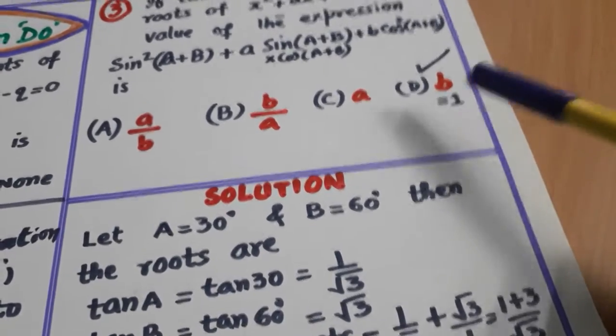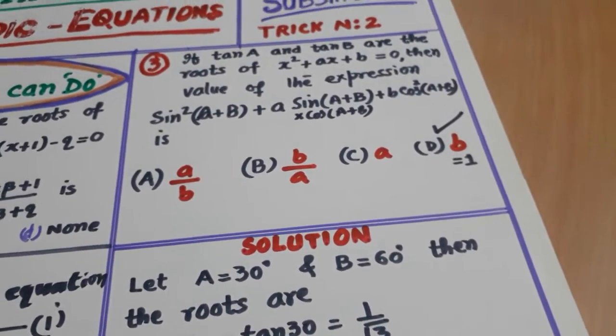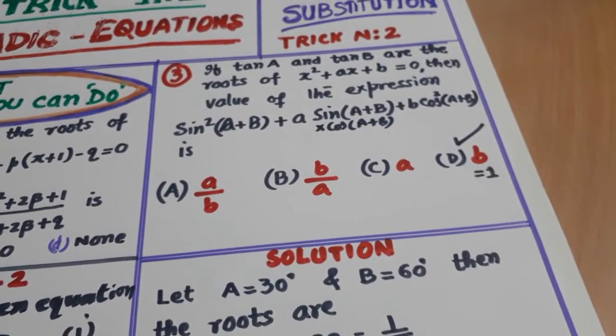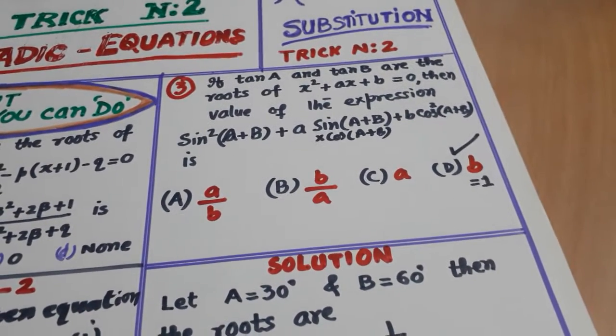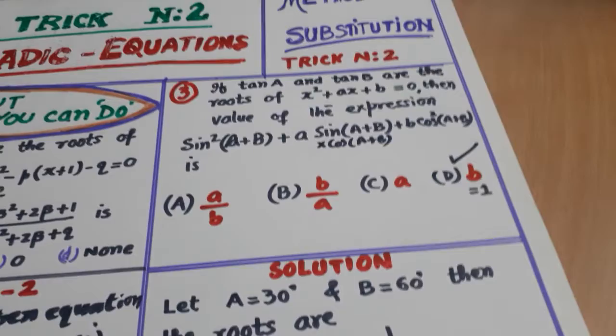B is 1. Look here, they were so simple. Only you have to understand how the trick has to be applied.